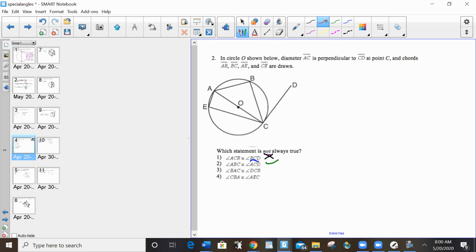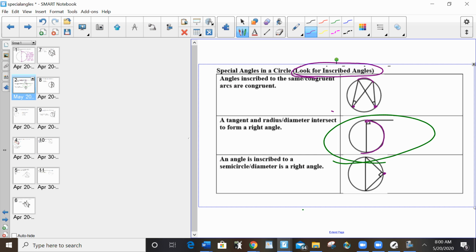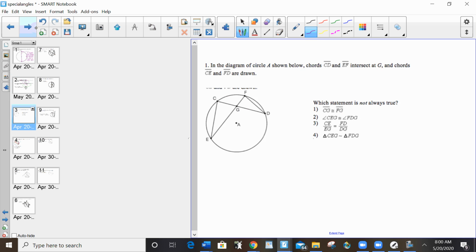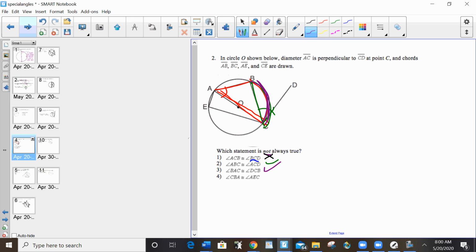Choice 3, BAC. BAC intercepts BC. DCB intercepts BC. They're both intercepting this arc of BC. That means they must be congruent because two angles that intercept the same arc are congruent. Choice 4, let's clear this.